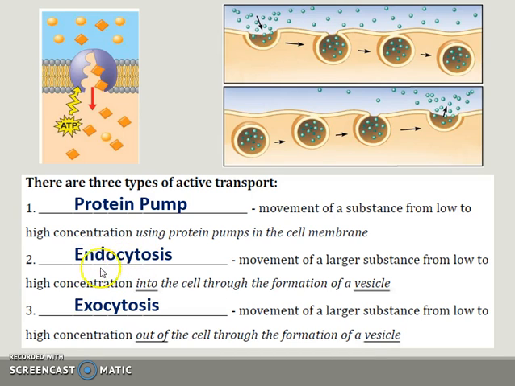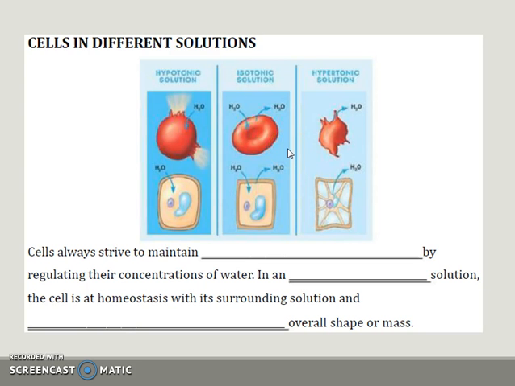Endocytosis, think of endo and think of the word enter. So here there's going to be a movement of large substances from low concentration to high concentration into the cell. It's going to enter the cell. So this top picture is showing endocytosis. And then exocytosis is the movement of large substances from low concentration to high concentration out of the cell. Think of exocytosis, exit. So the bottom picture here is showing the exocytosis happening.